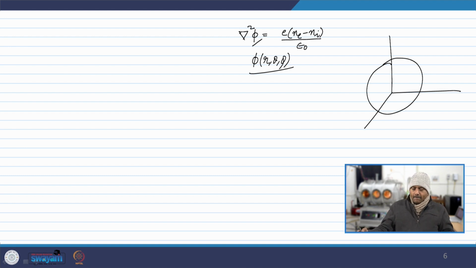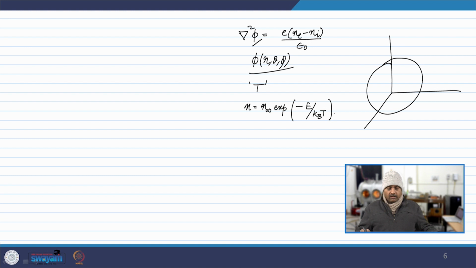Now at this point of time, what is the role of temperature? Because if there is no temperature, then the electrons' movement will be restricted, right? They don't have any thermal motions, right? Which means that given the temperature, the number density of electrons will follow some distribution, right? So we can assume the Maxwellian distribution where the number n is n infinity exponential of minus e phi by kBT. I think all of you are familiar with this distribution. This will just tell you at any given temperature how many electrons you can find with respect to the background number of electrons, right.